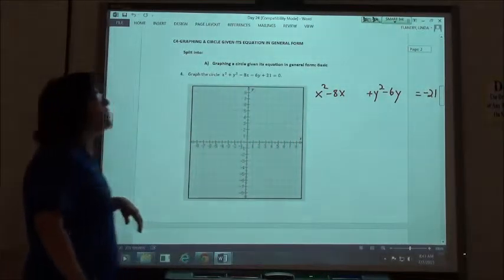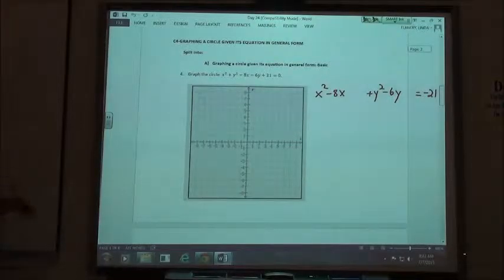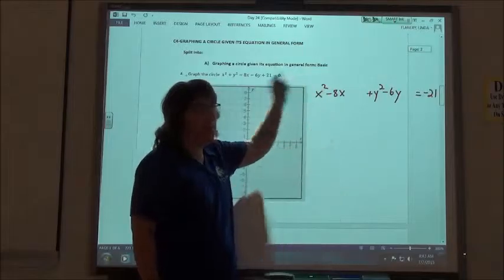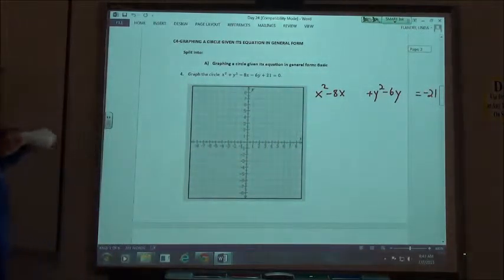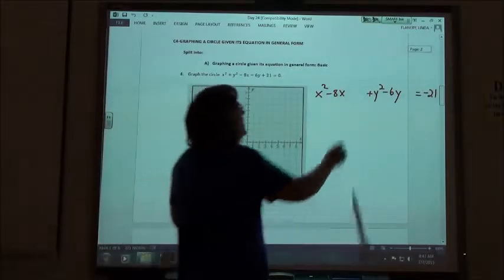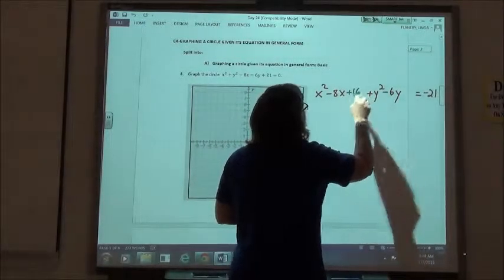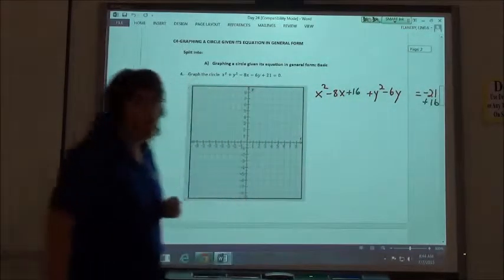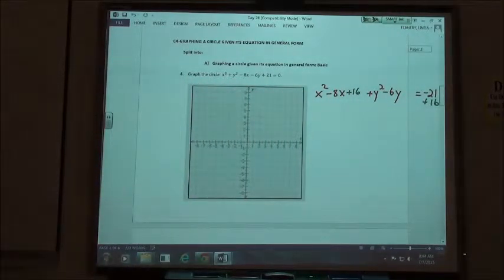We are then going to do completing the square on the x's and on the y's. So again, we did completing the square before. We took half the middle number and squared it. So half of negative 8 is negative 4. A negative 4 squared is a positive 16. So I'm going to add 16 here. I also then have to add 16 to the other side of my equation, so my equation stays balanced.